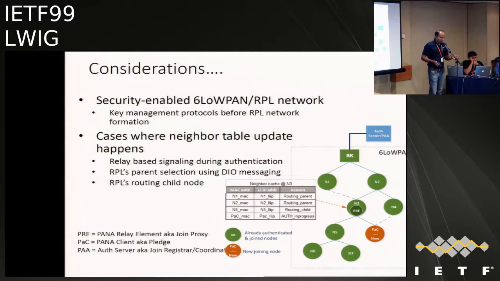Now, there's one thing I have to mention here. Even though I've mentioned PANA because I've used PANA, the problem is also present in the case of 6TiSCH, where currently the PRE element, the PANA relay element, is called a join proxy. The same problem statement exists in 6TiSCH as well. So these are the terms that are used in the case of 6TiSCH and the ANIMA working group.